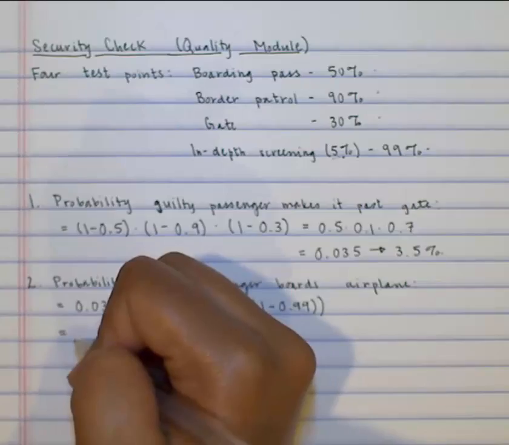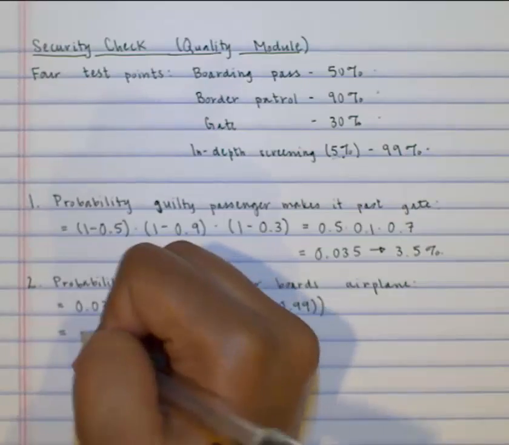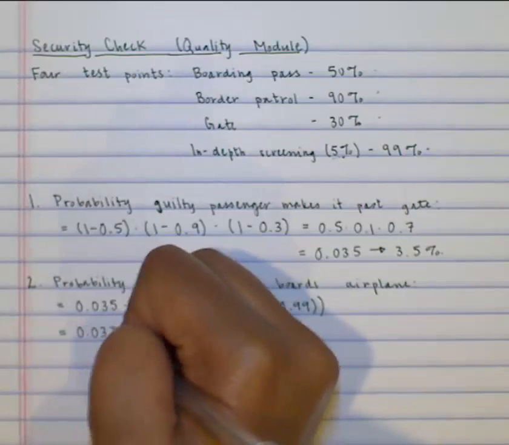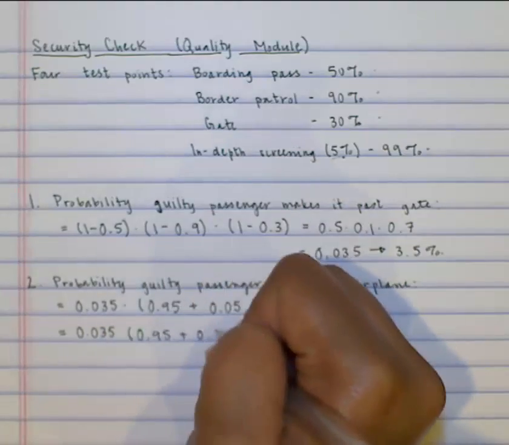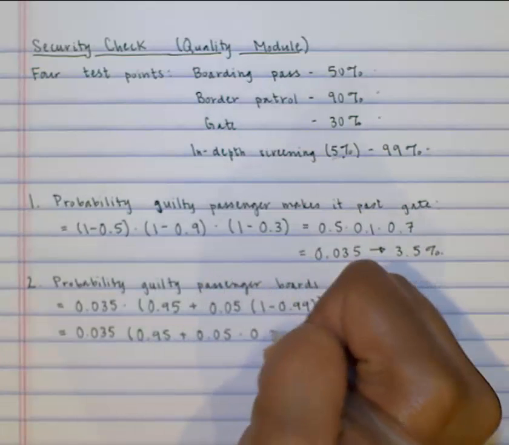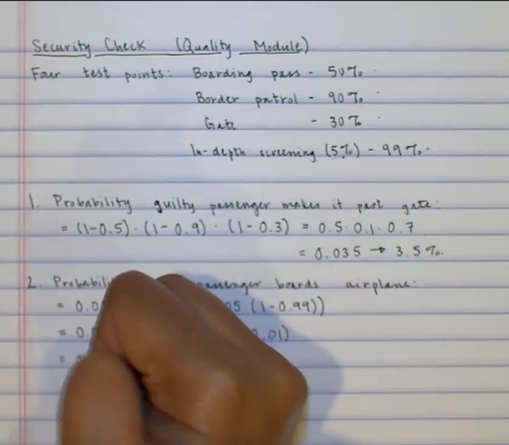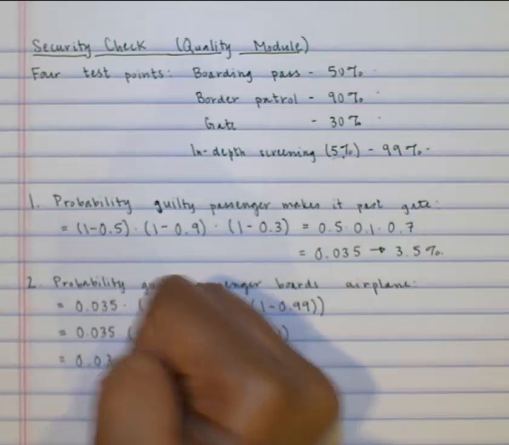of operations. This simplifies to 0.035 times 0.95 plus 0.05 times 0.01, which is 0.0332675, or about 3.3%.